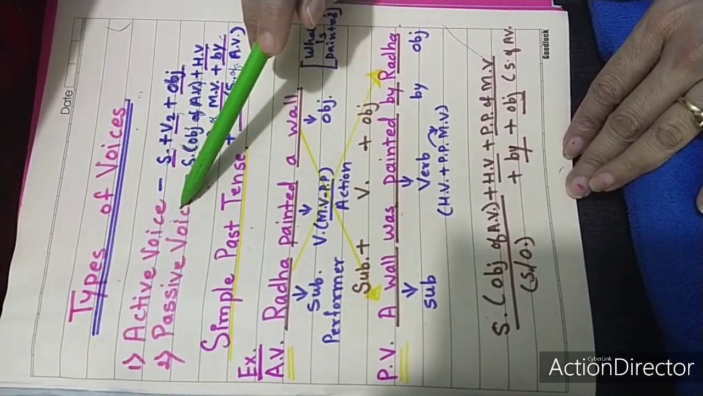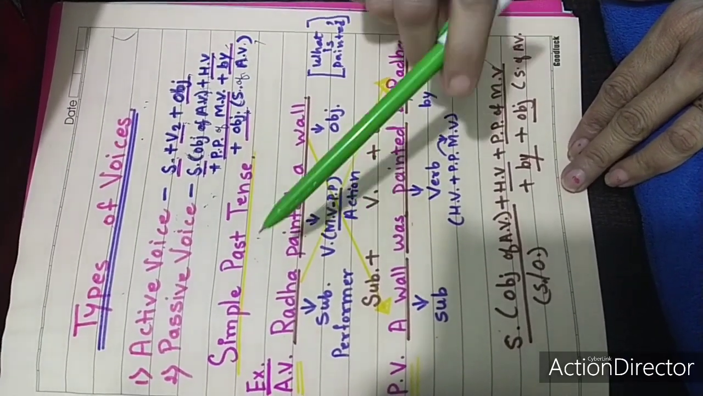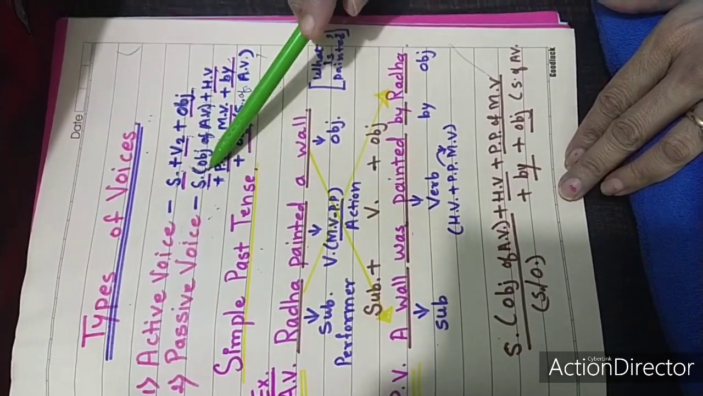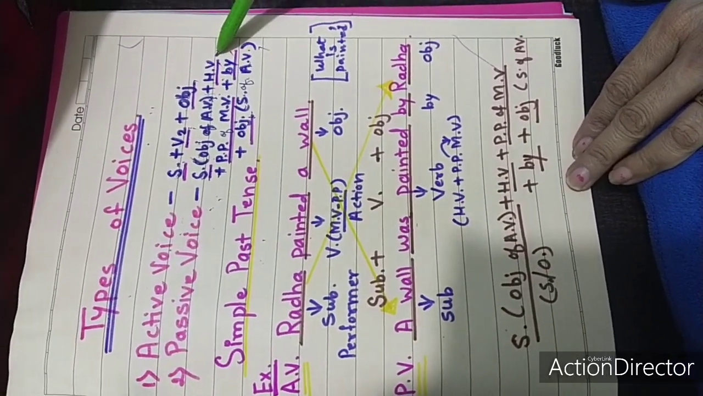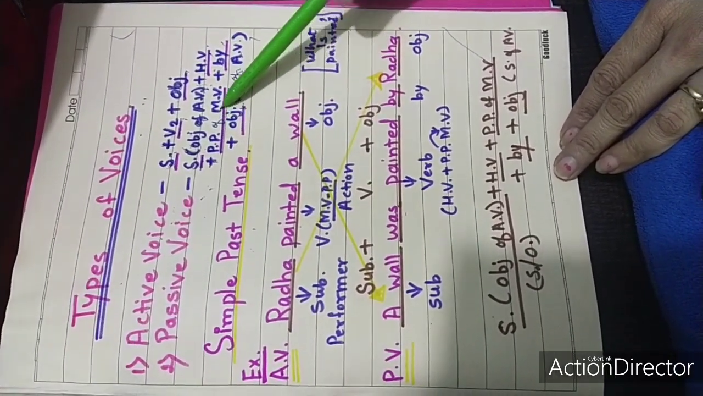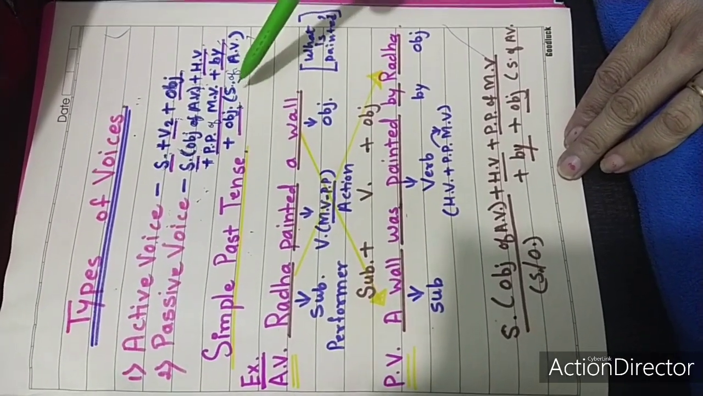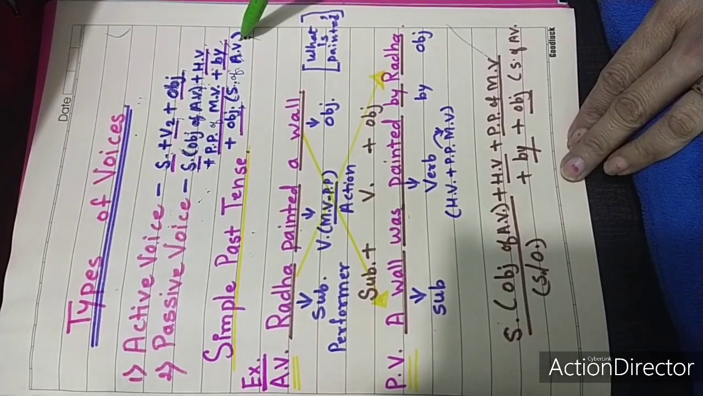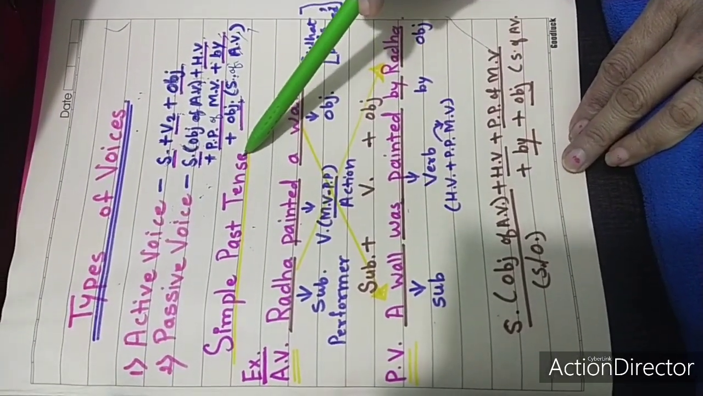The structure for active voice is subject plus V2 plus object, and the structure for passive voice is subject, meaning object of active voice, plus helping verb plus past participle of main verb plus by plus object, meaning subject of active voice. Now see here, simple past tense.